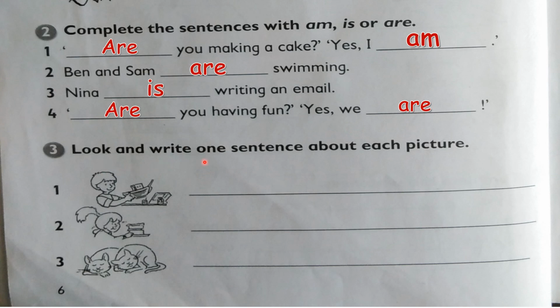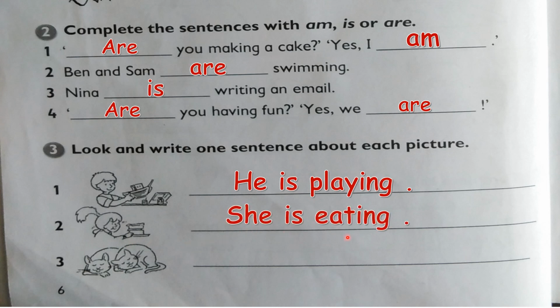Now, look and write one sentence about each picture. Picture number 1. Can you see what he is doing? Excellent. He is playing. Number 2. Can you see what she is doing? She is eating. Number 3. Can you see? What are they doing? They are sleeping.